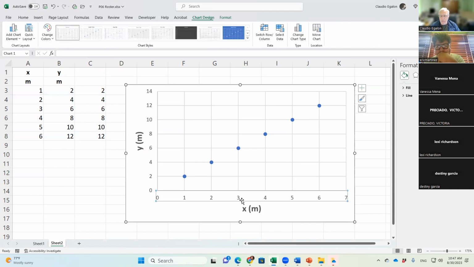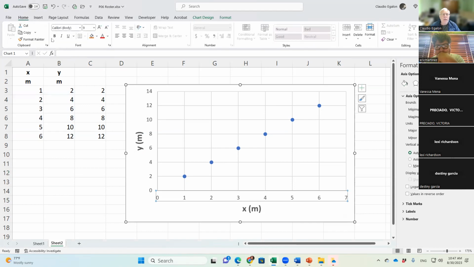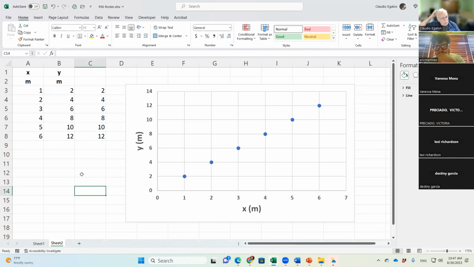I also like to boldface the numbers, so again, they stand out. I usually make the title of the graph larger than the numbers along the axis.